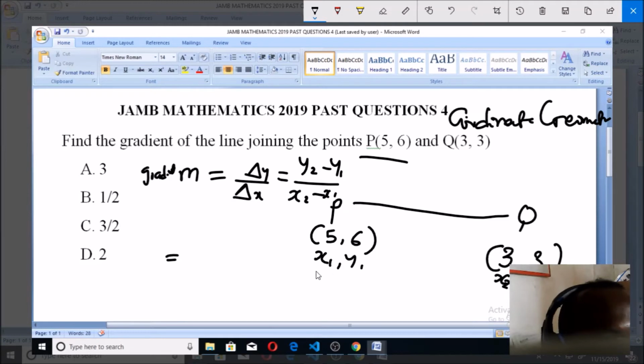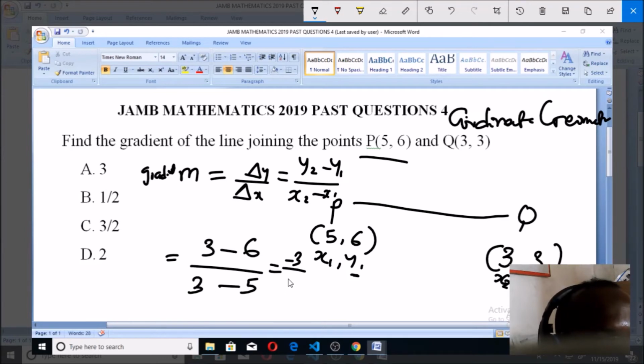So from what we have here, what is our y2? y2 is 3, minus, what is y1? This is our y2, this is our y1. y1 is 6. What is x2? x2 is 3. What is x1? x1 is 5. So this is equal to 3 minus 6, which is minus 3, over 3 minus 5, which is minus 2. So minus cancels minus and will give us 3 over 2.